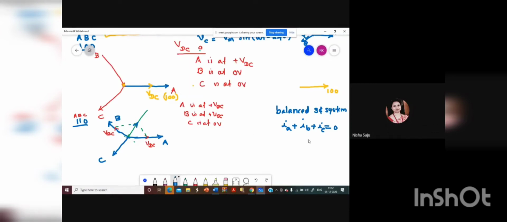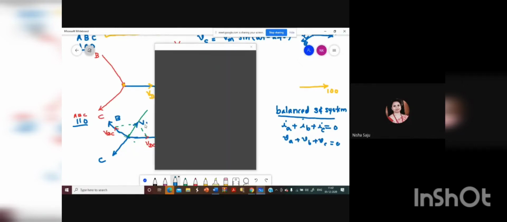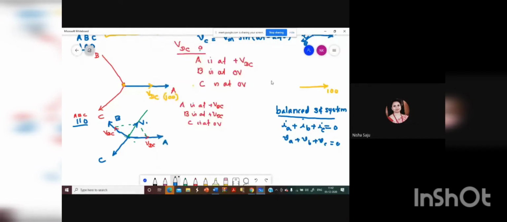Or if you are taking voltage, VA plus VB plus VC will be equal to 0. So taking two phases is sufficient, because it is a balanced three-phase system. So here the resultant corresponding to this will be in this direction, that is VDC. So we can mark it here as equal to VDC. So the second voltage vector, corresponding to 1 1 0, is in this way.